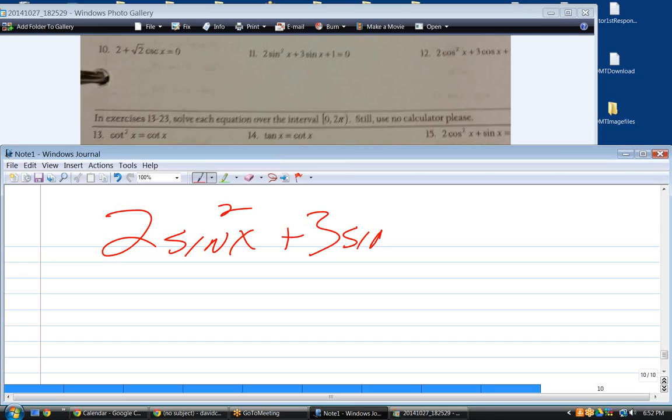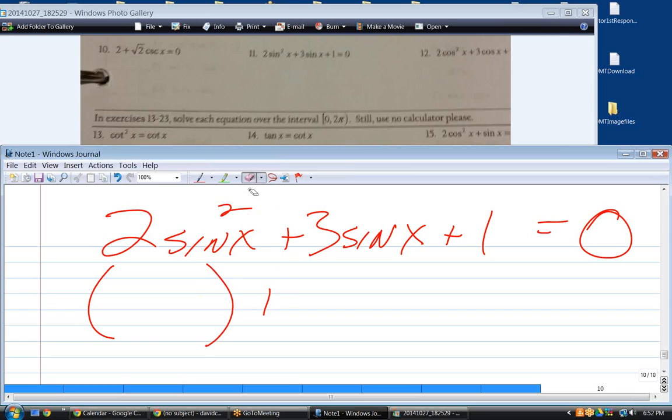What do you call this? This is a quadratic. Quadratic in sine x. So we have to factor this. You can have lots of quadratics. You can have quadratics in e to the x. You can have quadratics in x. Okay. So both the signs will be positive.